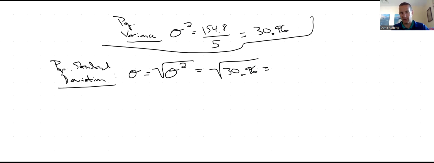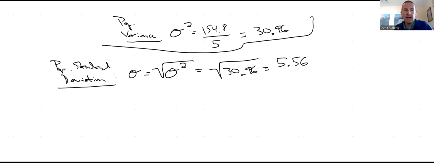5 point something. I've got to pull it up on my phone. I think the square root of 30.96 is 5.56. And that would be our population standard deviation.